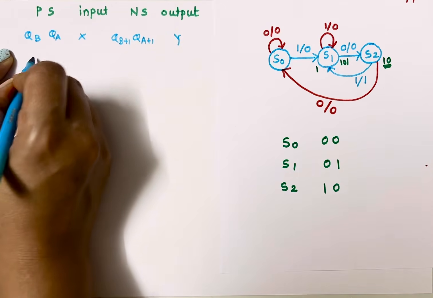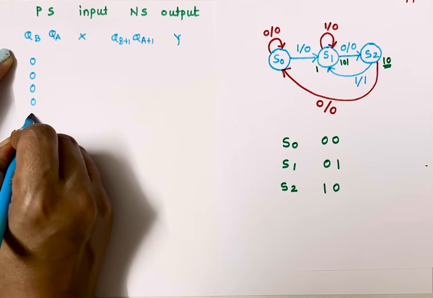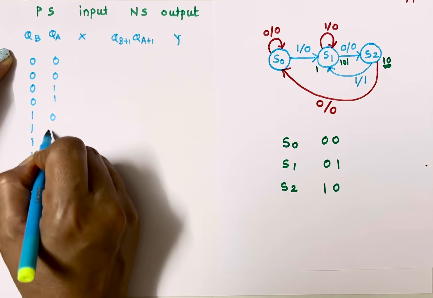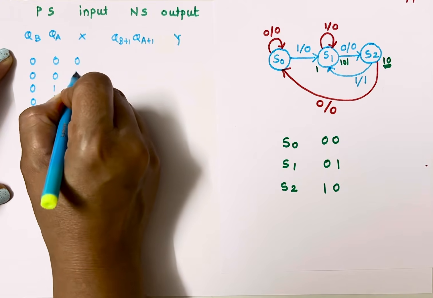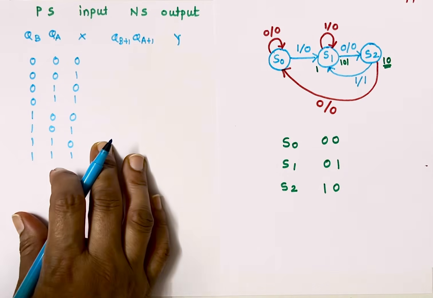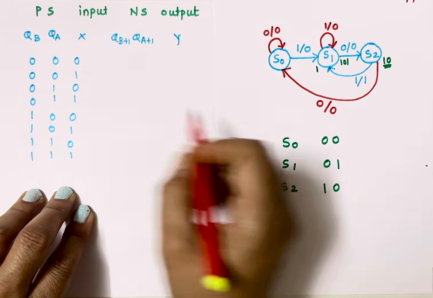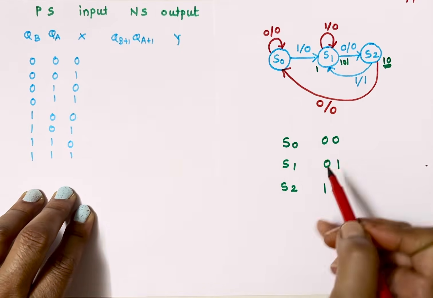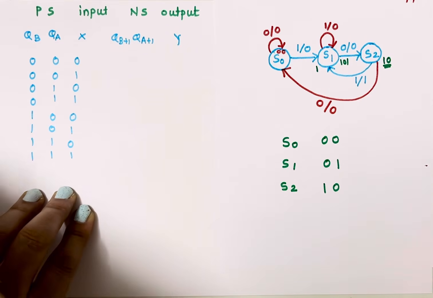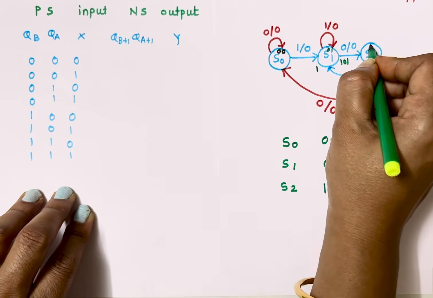So I'll write the truth table. Simply, I have 3 variables. So here I'll write four 0s, four 1s, then 0 0 1 1 0 0 1 1, then 0 1 0 1 0 1 0 1. Simple truth table for 3 variables. Now, this is my present state. When my present state is 0 0, S0 is 0 0. So here I'll write 0 0, 0 1 and 1 0, using a different pen.